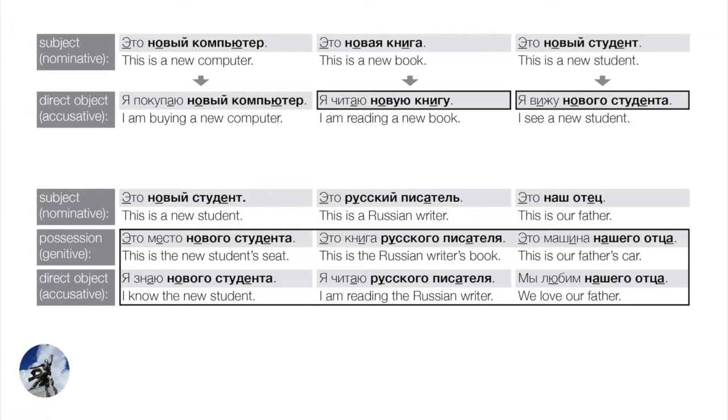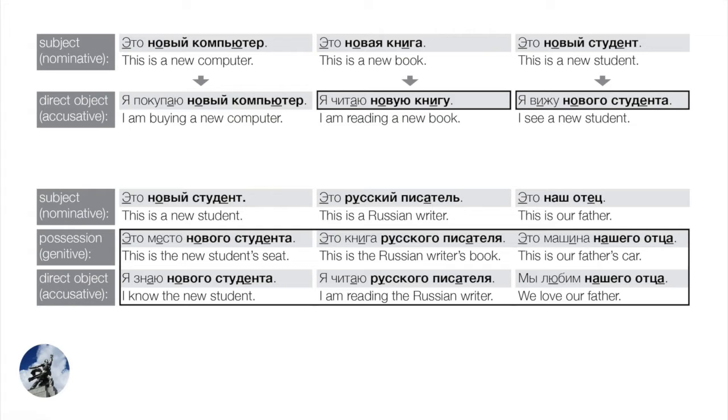Let's start with новый студент. Это место нового студента. This is the seat of the new student. Я знаю нового студента. I know the new student, accusative. Same forms. Okay, это русский писатель, Russian writer. Here's a soft noun example, писатель. Это книга русского писателя. This is the book of the Russian writer. Я читаю русского писателя. I'm reading the Russian writer, accusative.